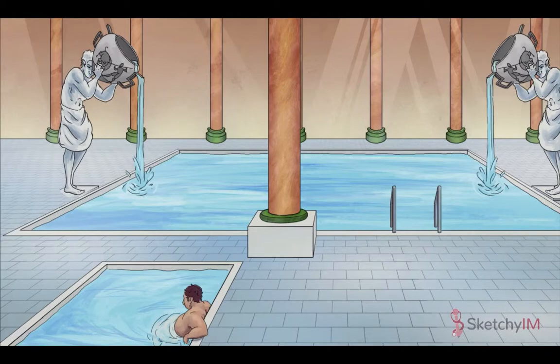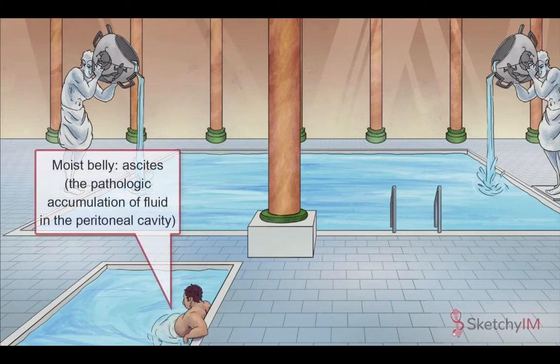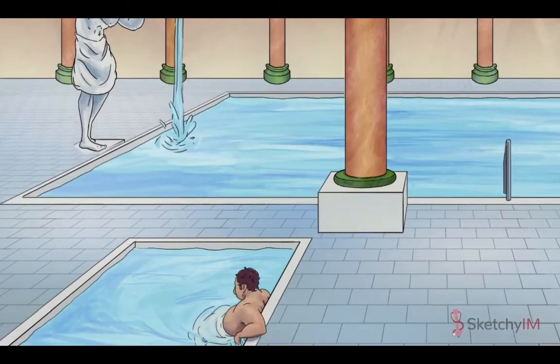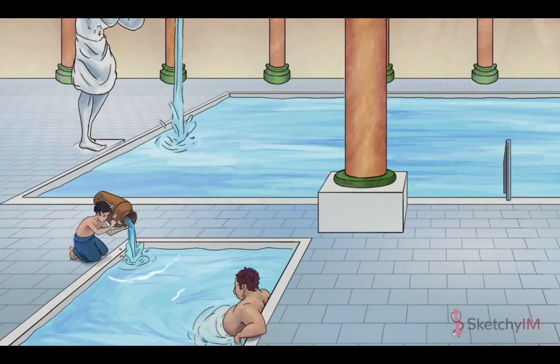unhygienic Roman bathhouse? Ascites is the pathologic accumulation of fluid in the peritoneal cavity. By far the most common cause of ascites is portal hypertension due to cirrhosis. However, there are a multitude of other causes. It's important that you always determine the underlying etiology, as this has important implications for its management. The diagnosis of ascites is established with the combination of physical examination and abdominal imaging.